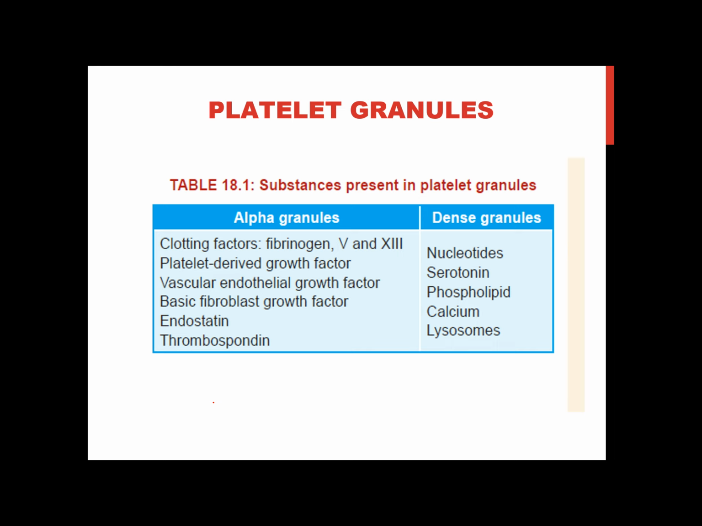Now, these granules are known to secrete different substances. Si alpha granules are known to secrete clotting factors, specifically fibrinogen, factor 5, and factor 13. It is also known to secrete or to produce or present platelet-derived growth factor, vascular endothelial growth factor, basic fibroblast growth factor, endostatin, and thrombospondin. While the dense granules are known to produce nucleotides, serotonin, phospholipid, calcium, and lysosomes.